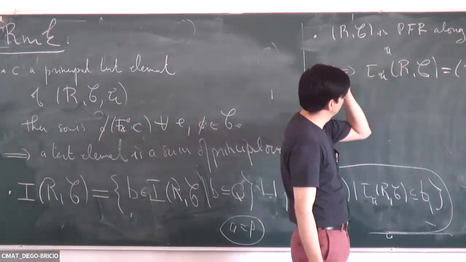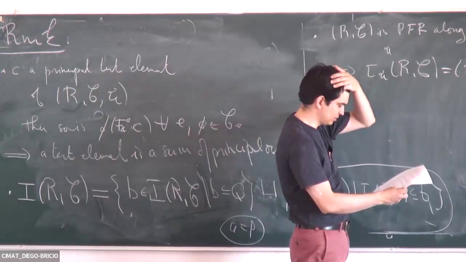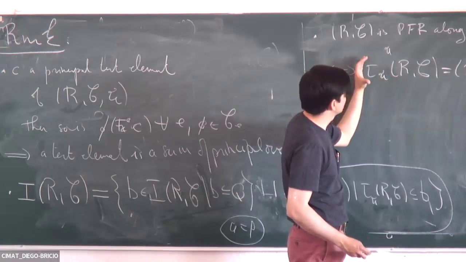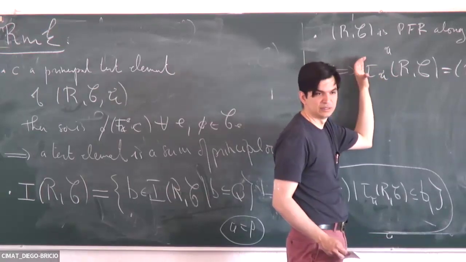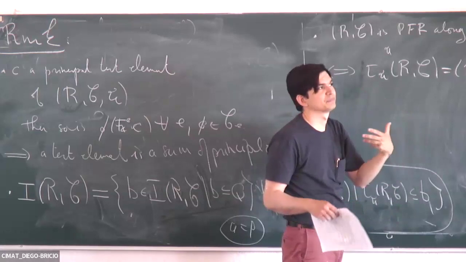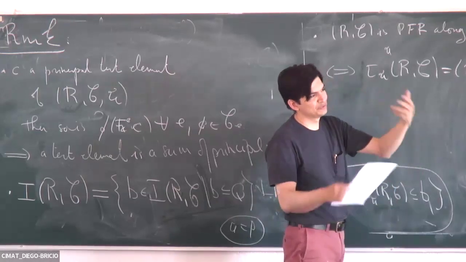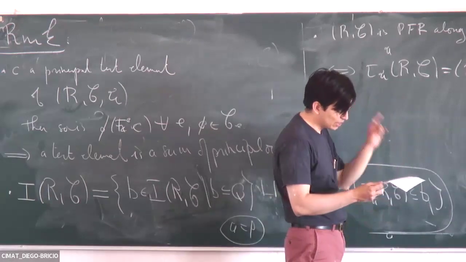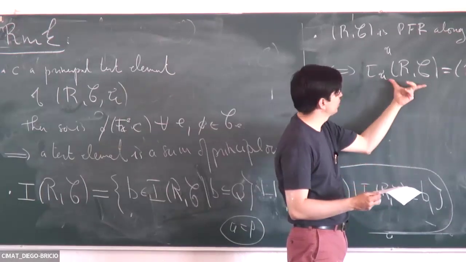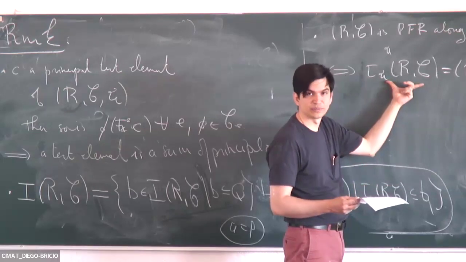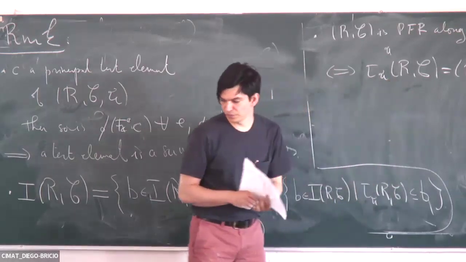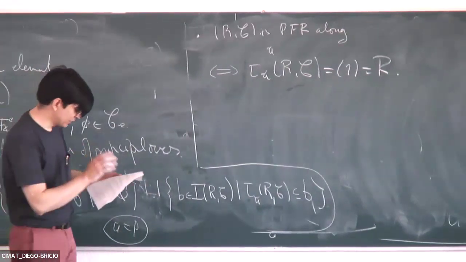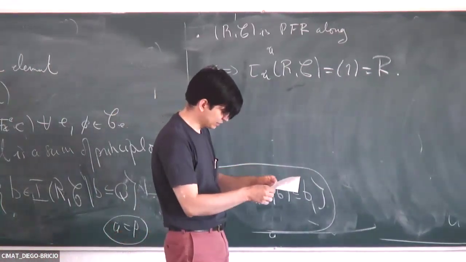Actually, I think I should put it as an exercise. I didn't do it, but if I recall, I will do it. The locus cut out by this ideal is the non-purely regular locus. But I should have put it. Actually, I haven't put it yet. But the point is that this commutes with localizations, and so you can think of it as the thing cutting out the non-pure regular locus. But we haven't done that yet, at least I haven't typed it.